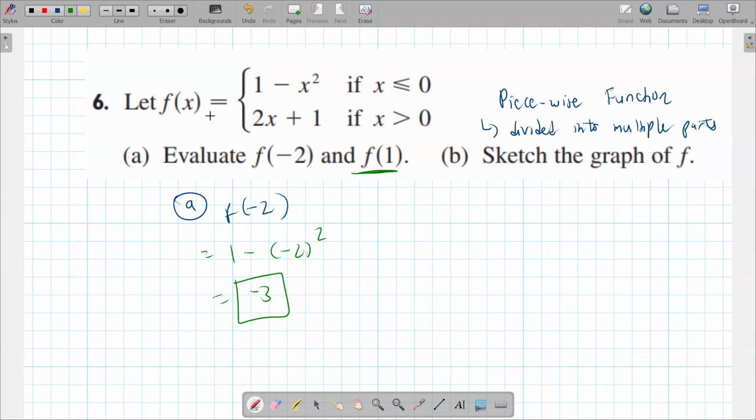What about f of negative 1? Which equation would apply? The bottom one. So it's 2 times 1 plus 1, it's 3, and you're done. Easy peasy, right? B, sketch the graph of f.